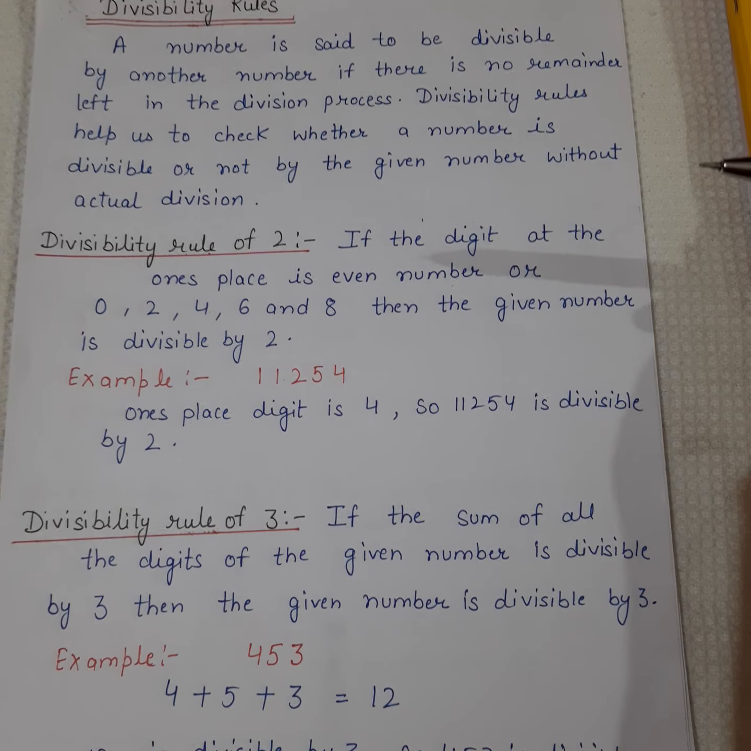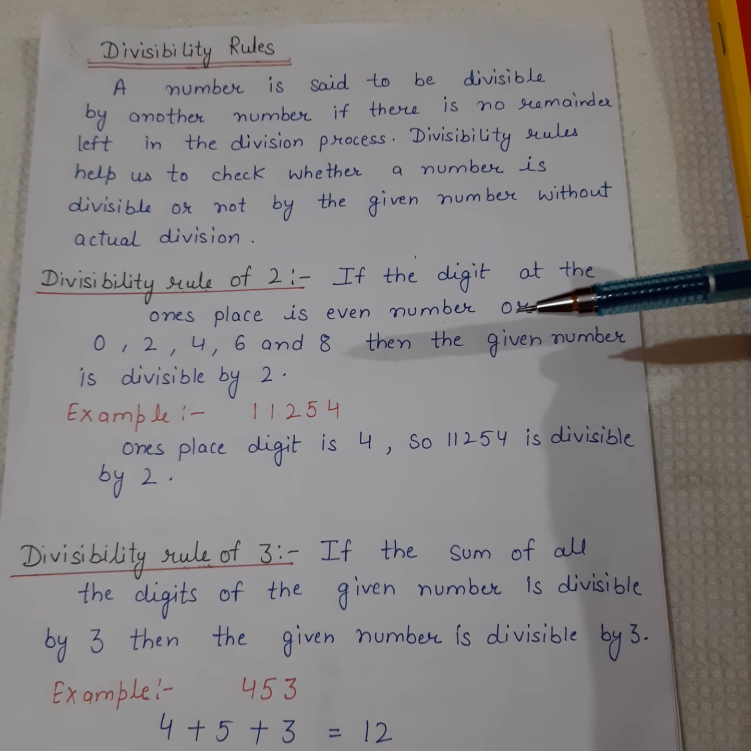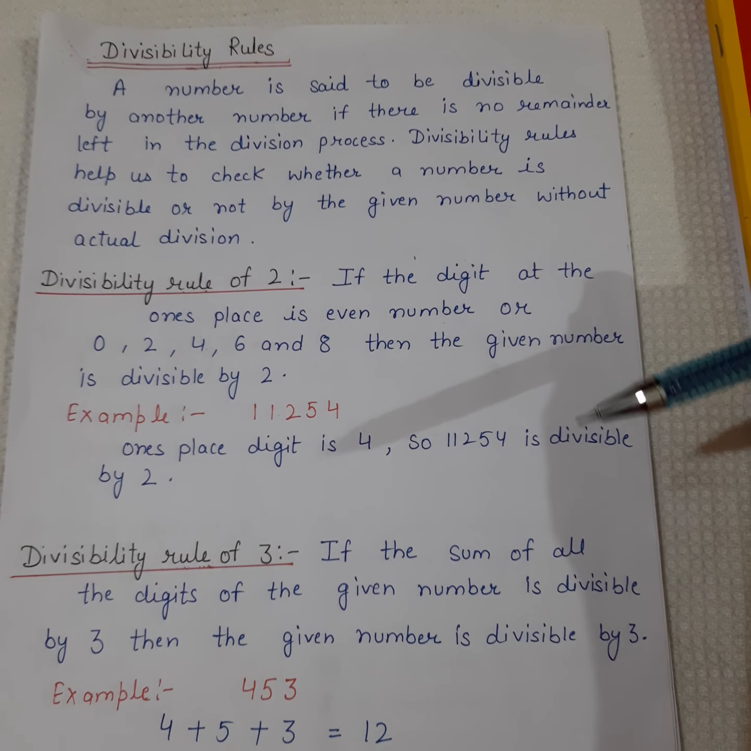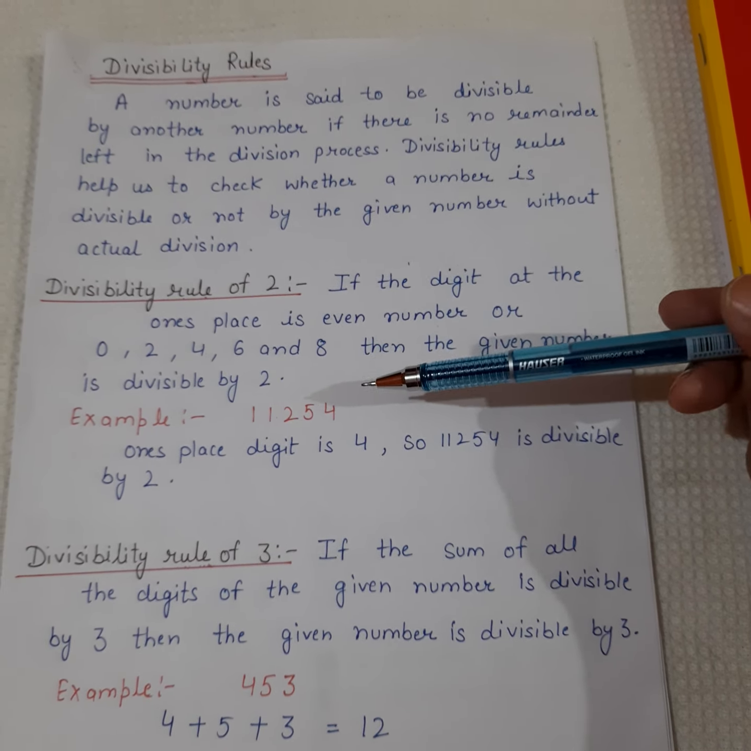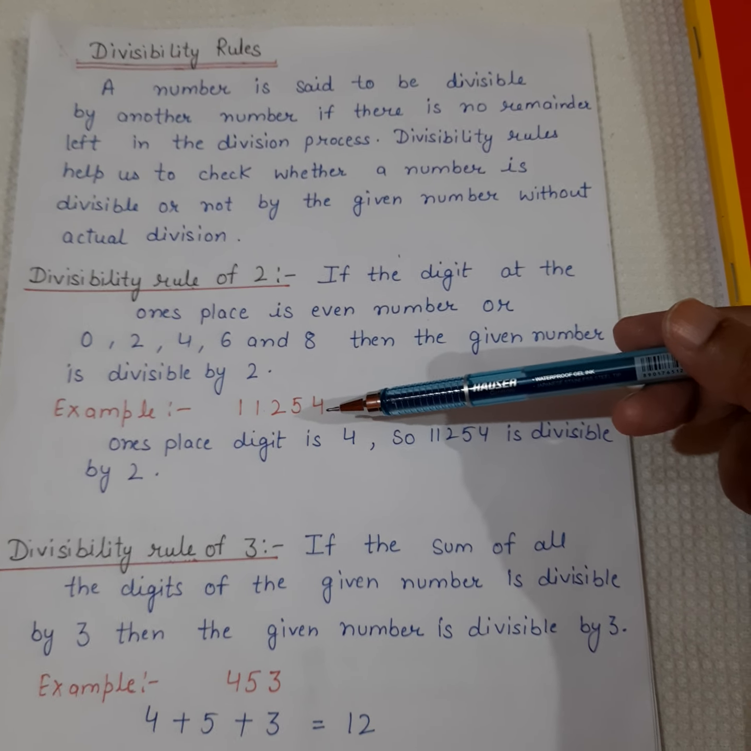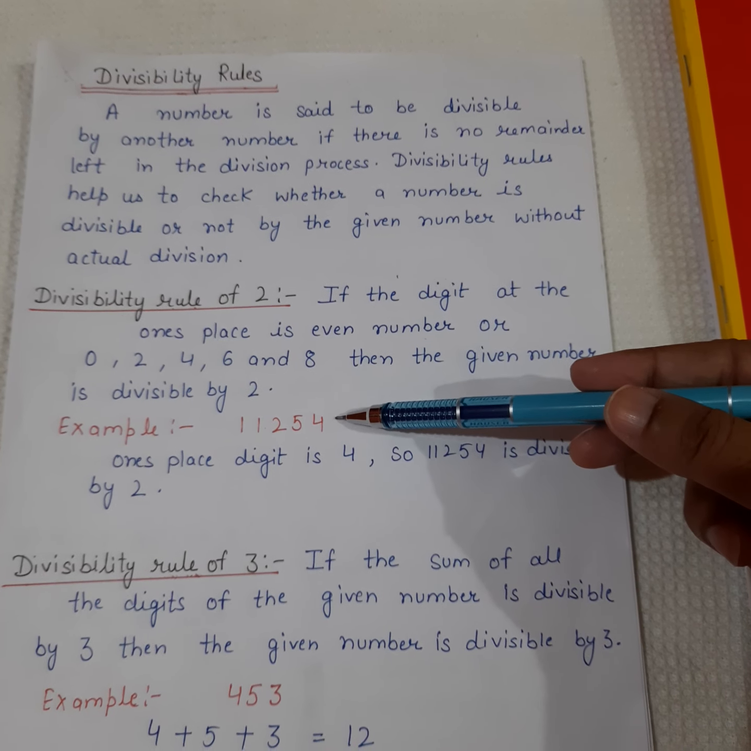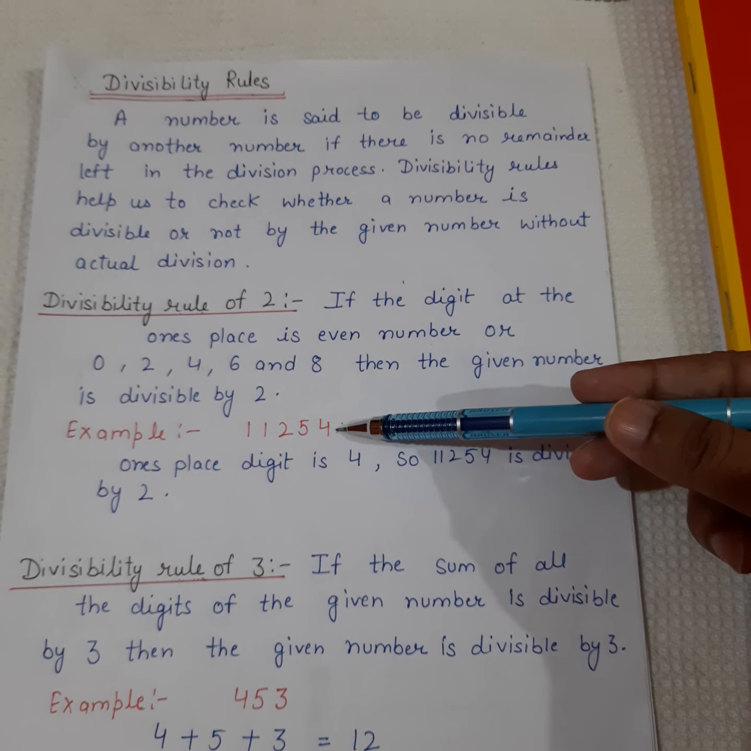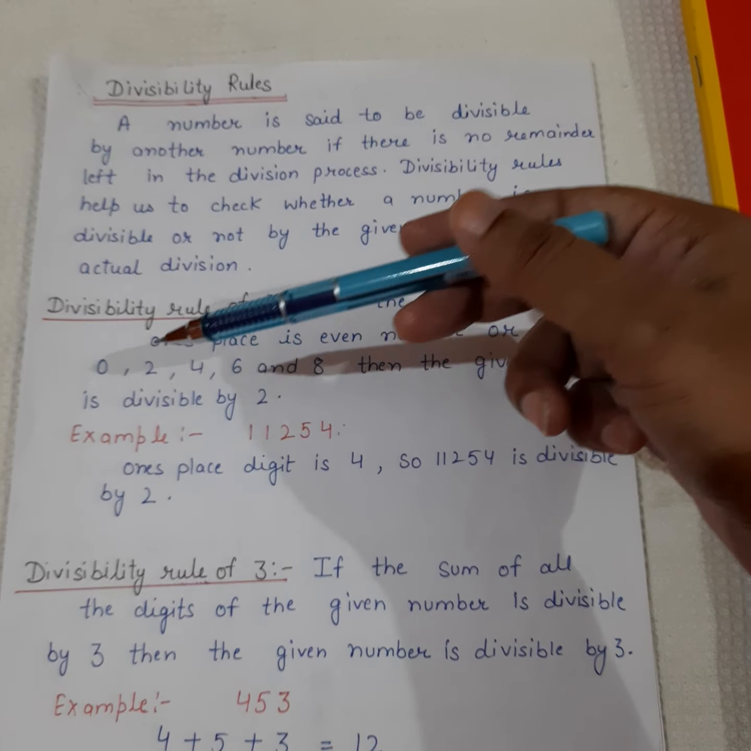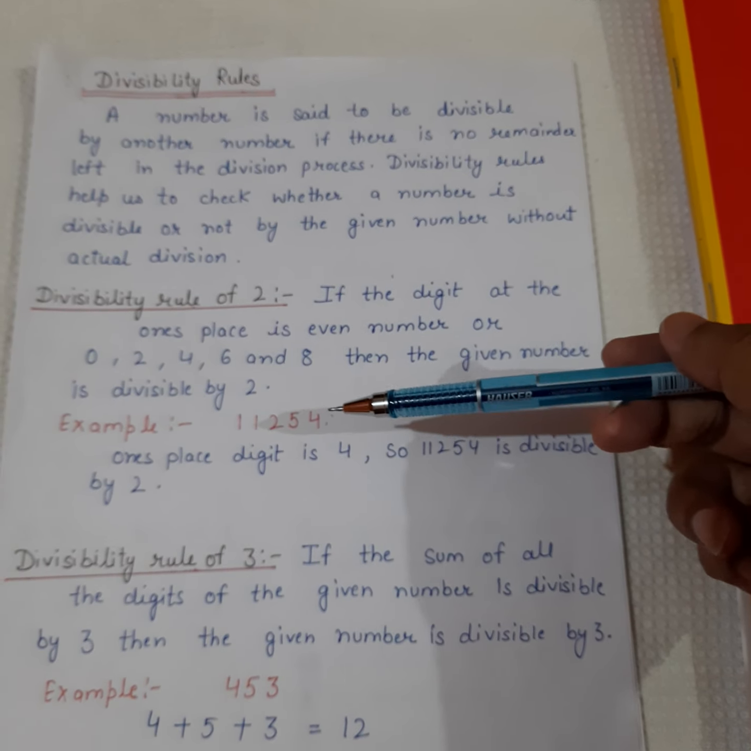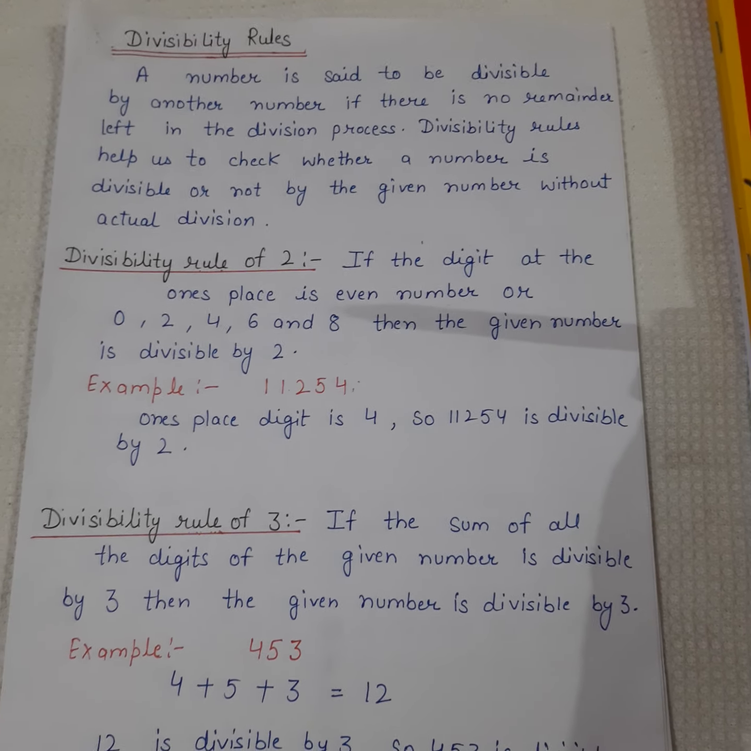So the first rule is the divisibility rule of 2. The rule says, if the digit at the ones place is even, or 0, 2, 4, 6, 8, then the given number is divisible by 2. Suppose this is the number 11,254. Without doing the actual division we will see only the last digit. The last digit at the ones place is 4, and 4 is divisible by 2. You can check this is an even number, or you can check that it is one of these digits 0, 2, 4, 6, 8. So yes, 4 is divisible by 2. That's why the complete number is divisible by 2, right? Like this way we can check.